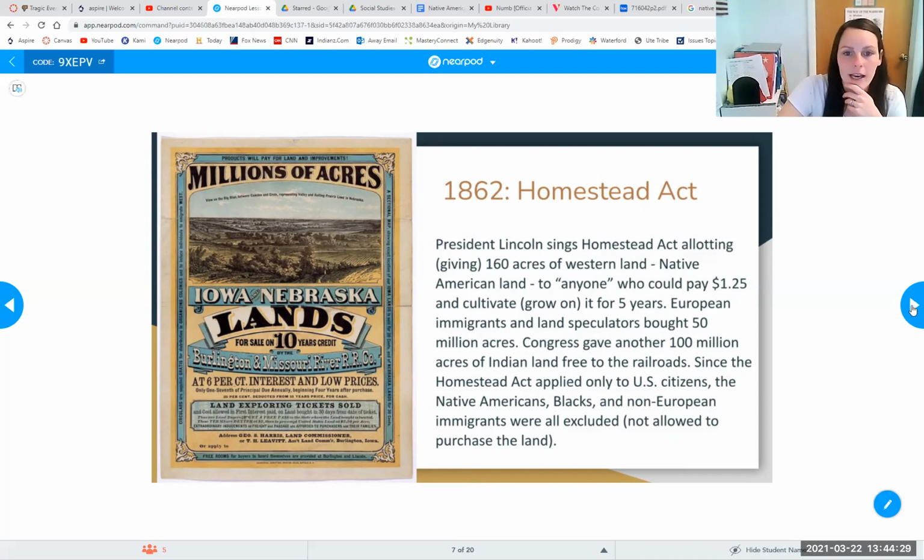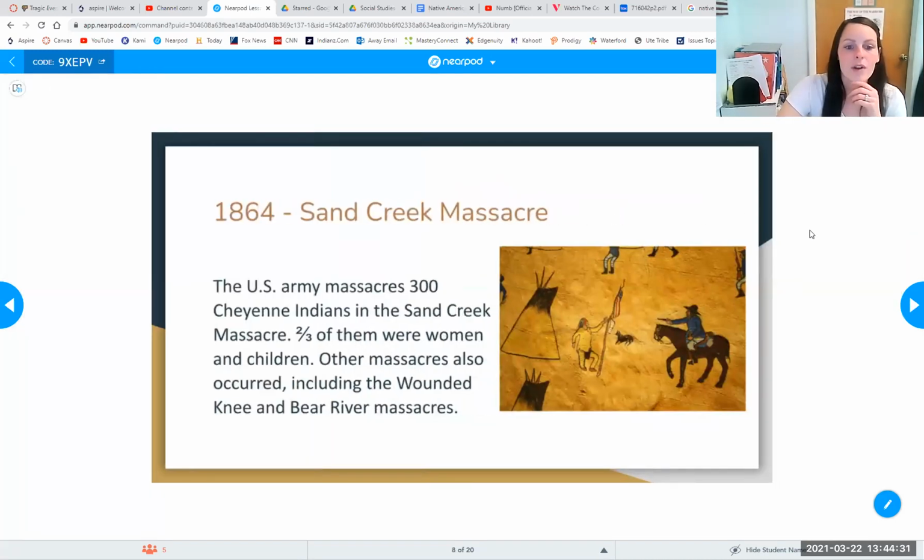Okay, we're moving on to the next one. 1864, the Sand Creek Massacre was pretty much the first major massacre that happened in the Indian Wars. First reports say that only just over 100 were killed, but later on historians believe it's actually over 300 Cheyenne Indians were killed in the Sand Creek massacre. Two-thirds of them were women and children.